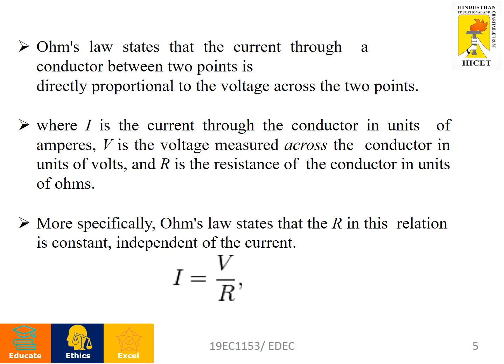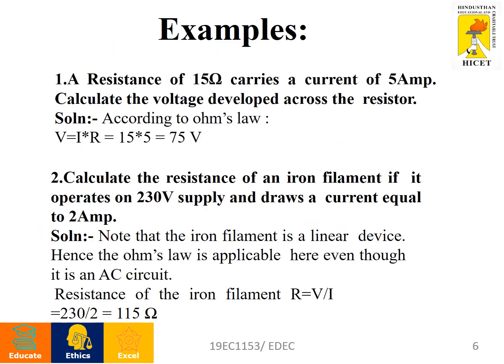So Ohm's law states that the current through a conductor between 2 points is directly proportional to the voltage across the 2 points. Where I is the current flow through the conductor, the unit of I is amperes, and V is the voltage across the conductor. The unit of voltage is volts and R is the resistance. The unit of resistance is ohms. So we can write Ohm's law: I equal to V by R. These are the example problems for Ohm's law.